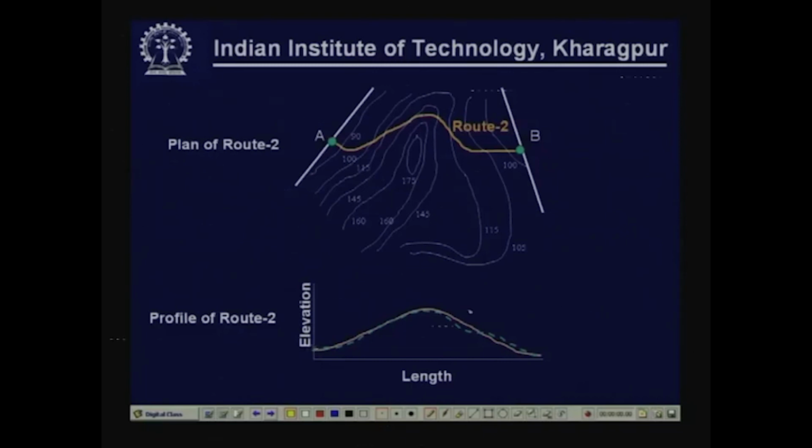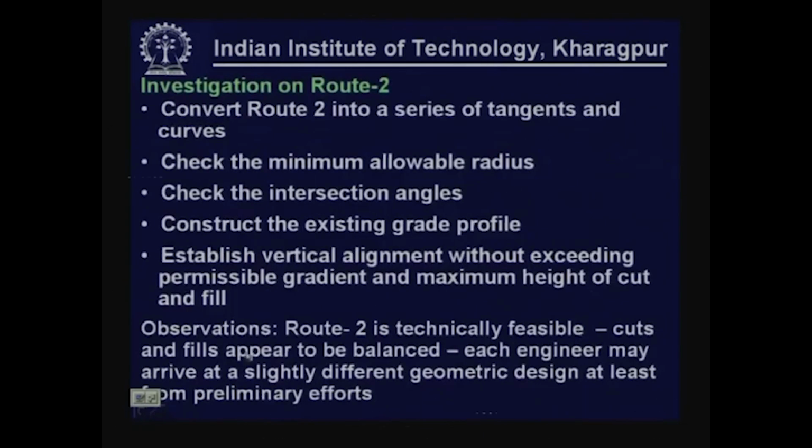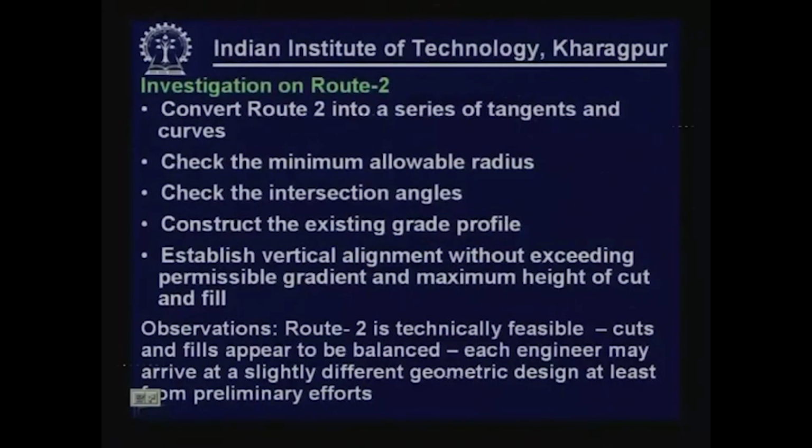So, what you can see, the cutting and filling are generally balanced, and the other design controls are also satisfied. So, our observation is that route 2 is technically feasible because we are able to satisfy the general design controls. We are able to provide the grade as required, we do not exceed the permissible value for cutting, and earthwork is also generally balanced. So, this is a technically feasible route.